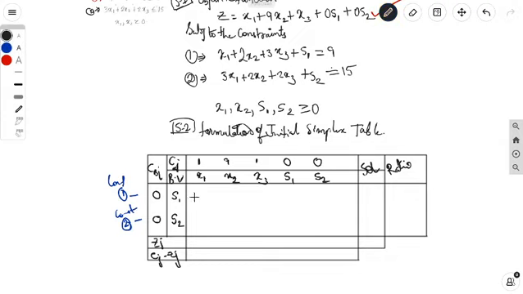What is the coefficient of x1 in constraint 1? Look over here. It is 1, so we write the value 1 over here. Then next, the coefficient of x2 in constraint 1 is 2. The coefficient of x3 is 3. The coefficient of s1 is 1. As s2 is not there in constraint 1, we will write it as 0. And the solution is 9, so 9 is equal to 9.